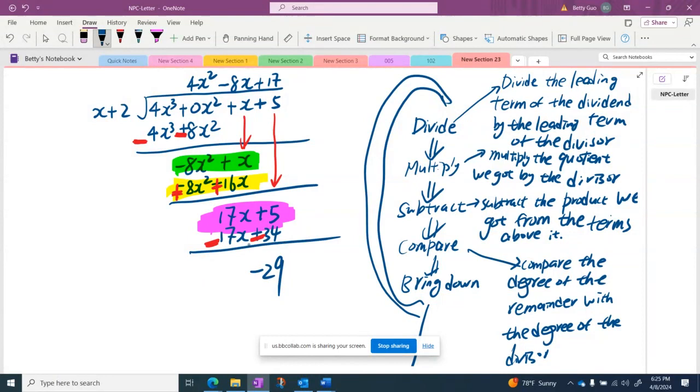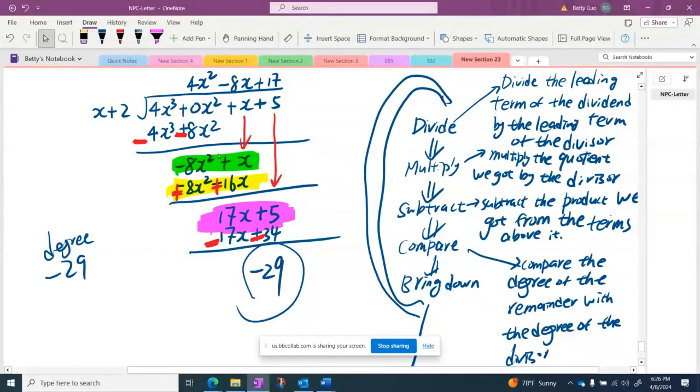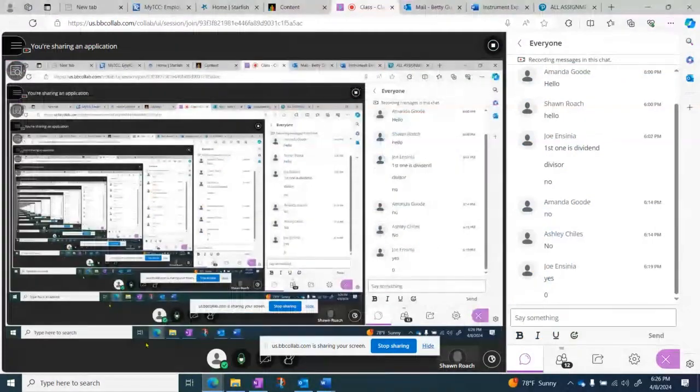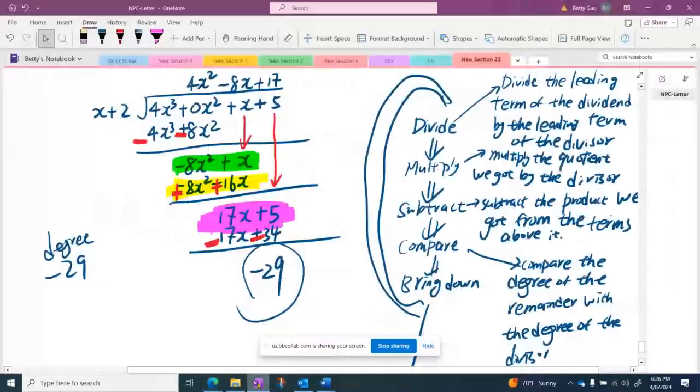Okay, now we compare. This is a new remainder, right? Can anybody tell me the degree of the remainder? What is the degree of negative 29? The constant term is a monomial, we agreed last time. What is the degree of negative 29? Awesome. Thank you, Jill. It's 0. Perfect.